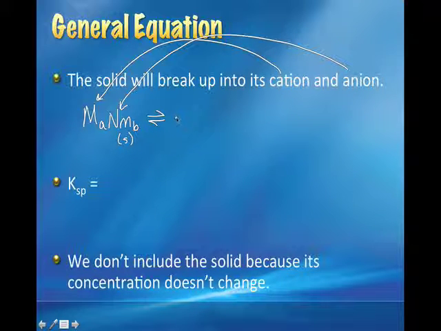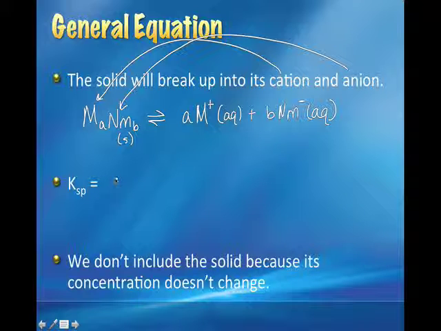When this breaks up, it's going to break into so many of the metal with some charge, and that's going to be aqueous, plus however many of the nonmetals we have, and then its charge. So we have our metal and our nonmetal. A's and B's are just subscripts, and then we just break it up into however many of each we have.